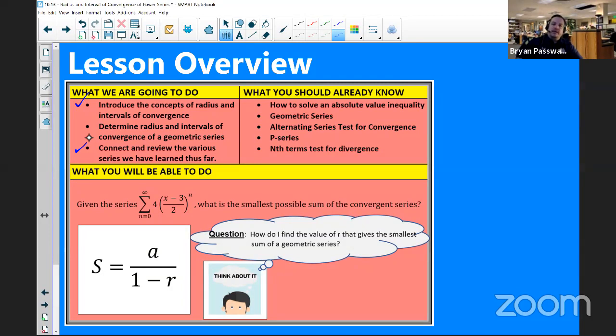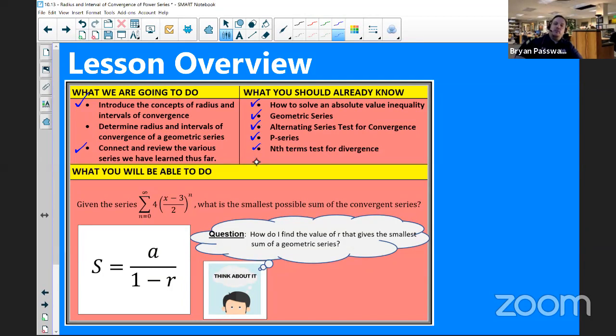Most of the lesson today, we're going to be connecting to the geometric series that Tony talked about last Friday, but then at the end of the lesson, we're going to connect to all of those previous series. So what should you already know how to do? Hopefully you can solve an absolute value inequality. That's what we just did in the last part of that warm-up. You remember a little bit about geometric series and when they converge, the alternating series test for convergence, our p-series and when they converge, as well as our nth term test for divergence.